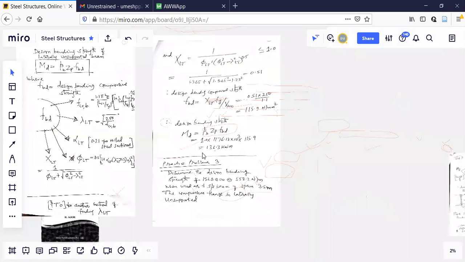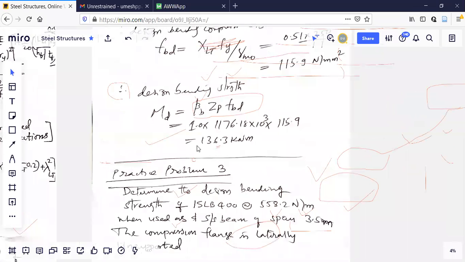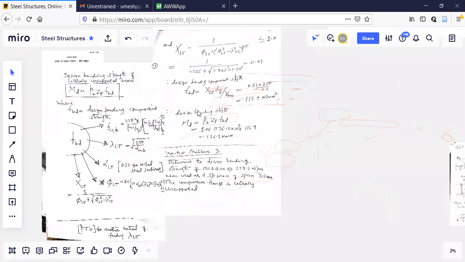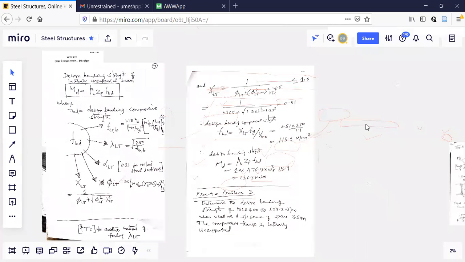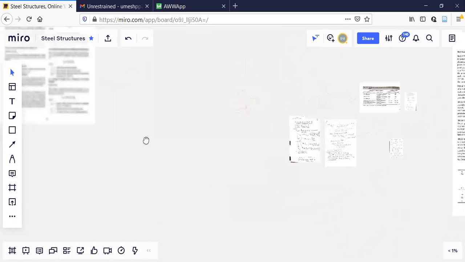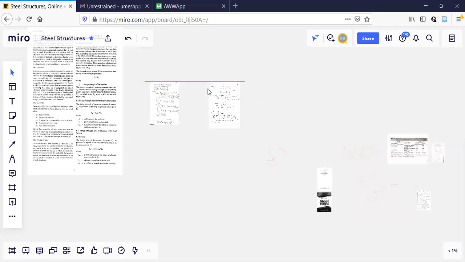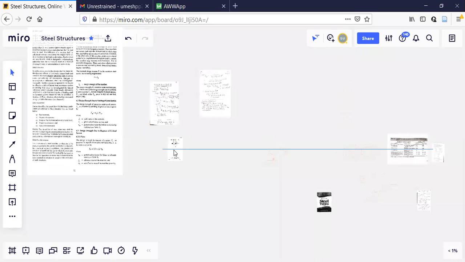If you compare these two, because it is the same problem I have solved once restrained and once unrestrained, you will find that there is a drastic reduction in the moment carrying capacity of the unrestrained or laterally unsupported beam. I have already given you the notes in which we have done this. It will be difficult for me to search for it now. I already gave that problem in WhatsApp only, as a solution for practice and revision.